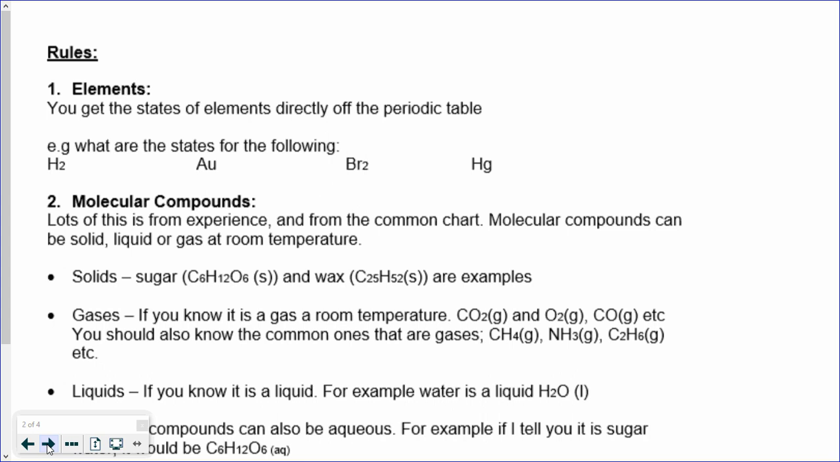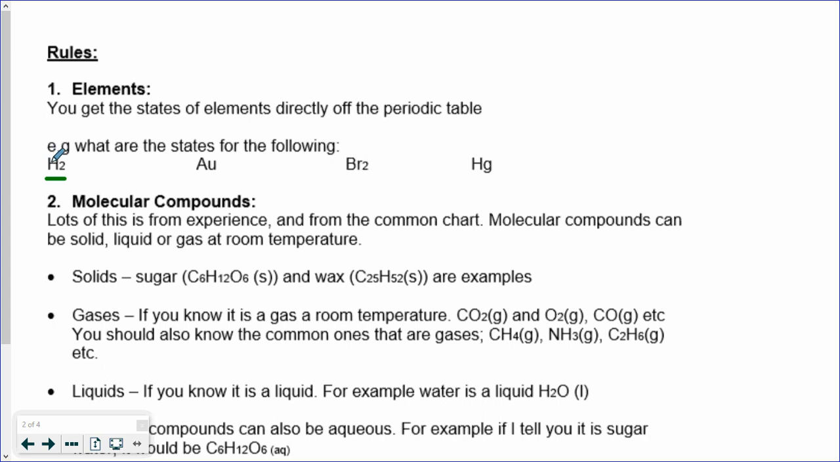So if it's just an element on its own, we know that we're going to be using our periodic table. Here it says, what are the states for the following? So H2. Remember, hydrogen when it's on its own is found diatomically. It's one of our polyatomic elements, again in your chart.